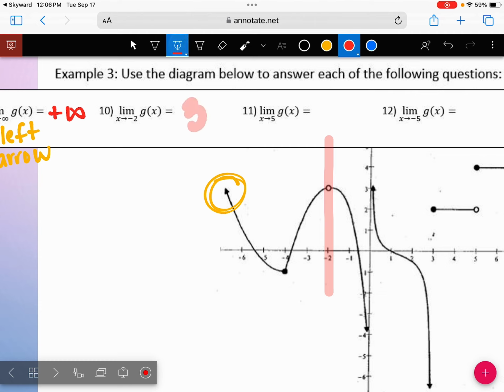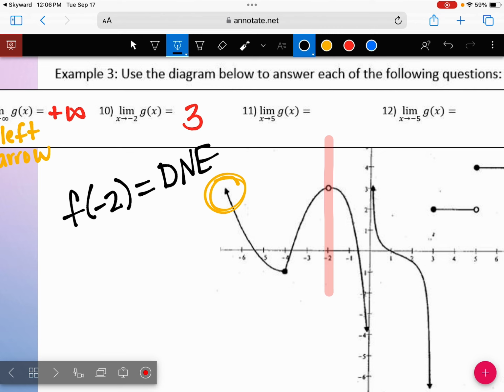Now I know it doesn't ask you that, but I want you to add something. If it asks you for this, go ahead and add this off to the side. If it asks you for f of -2, that would be D&E. And why do you think that is D&E? Because there isn't a closed point anywhere along that for us to evaluate. So f of -2 does not exist. But the limit as x approaches -2 is 3. Okay. All right, let's look at 11.